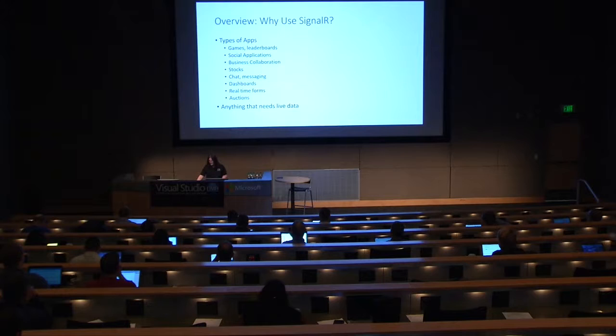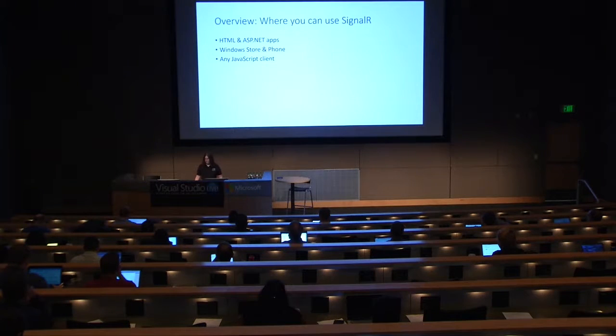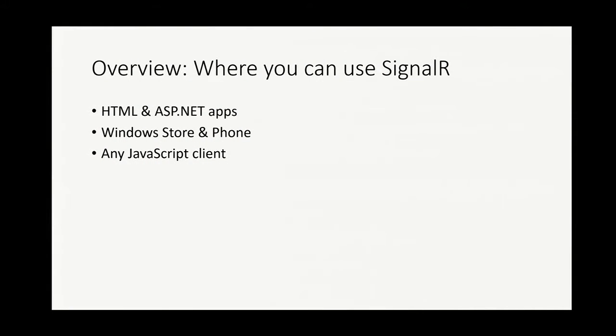So really, anything that needs live data, and sometimes even if it really doesn't, but it might be a fun, nice thing for the users. You think about it, a lot of our social networking apps really don't need to be real time. You could wait and see if somebody likes your post. But you know, we're humans and we want to see now. So where can you use it? Like everywhere, and then more. So obviously HTML and ASP.NET.